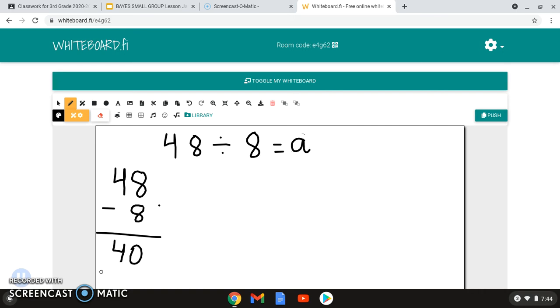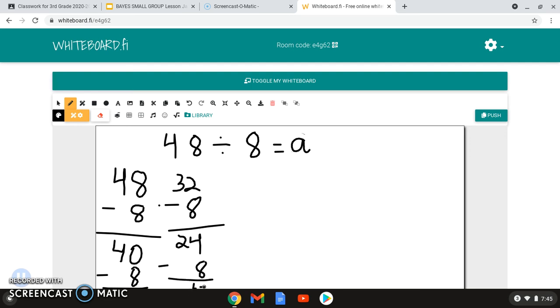I'm going to take away another group of 8. And that's going to leave me 32. I'm going to take another group of 8. And you're starting to see this pattern here. I'm doing a repeated subtraction problem. That's going to give me 24. Going to take another group of 8. It's going to leave me 16.